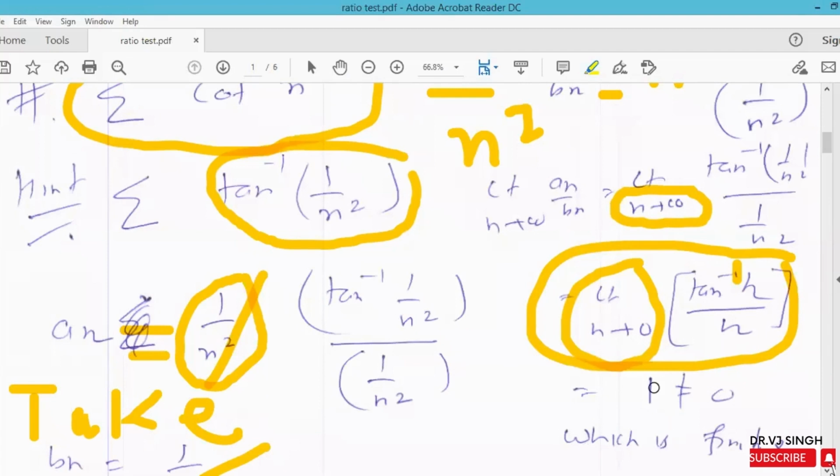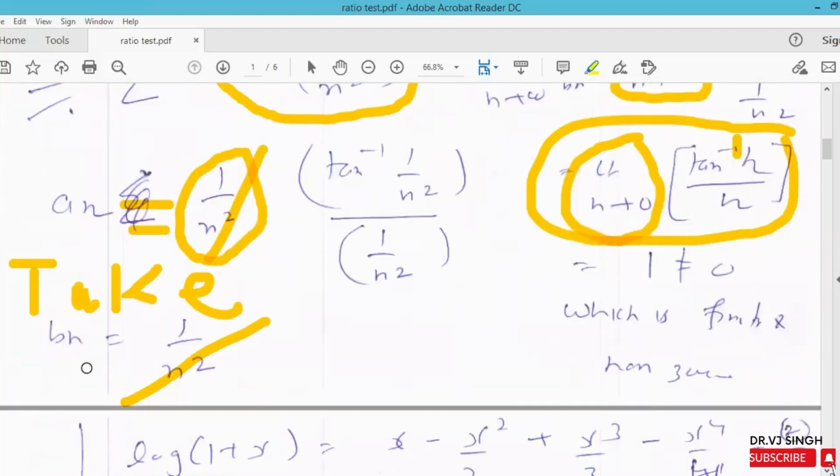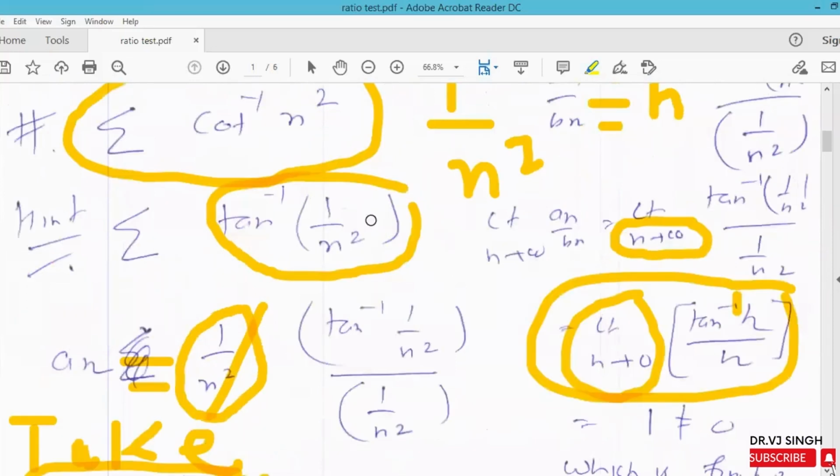So it becomes finite. So by comparison test, summation a_n and summation b_n converge and diverge together. So therefore by p test, 1 by n square is convergent. So therefore this series is convergent.